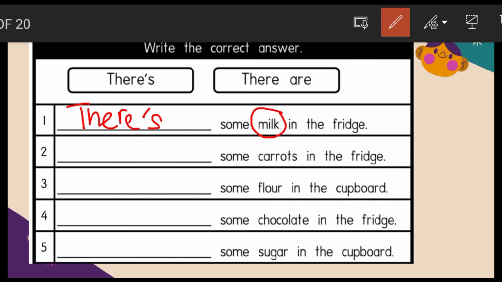Number 2. Some carrots in the fridge. Carrots. We have S here, carrots. So, it is more than 1. So, we're going to use there are. Number 3. Some flour in the cupboard. Flour. Tepung. So, flour is uncountable. So, we are going to use there's.